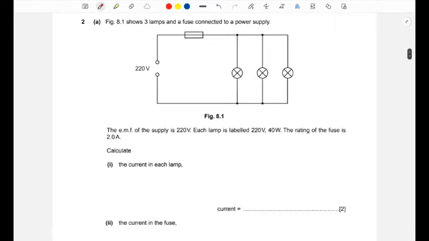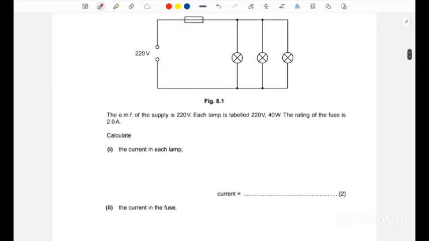Figure 8.1 shows 3 lamps and a fuse connected to a power supply. The EMF of the supply is 220 volts, as shown over here. Each lamp is labeled 220 volts and 40 watts. The rating of the fuse is 2 amps. Calculate the current in each lamp. So to find the current, we can use the power formula. So power is equal to IV.